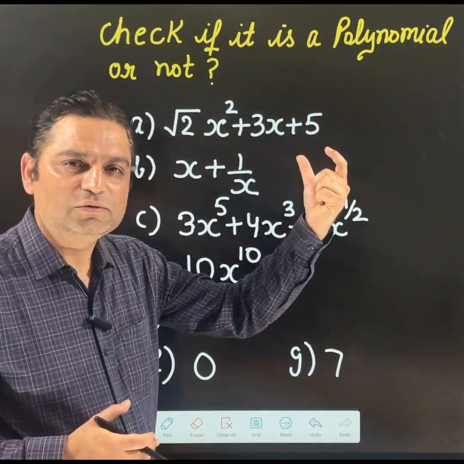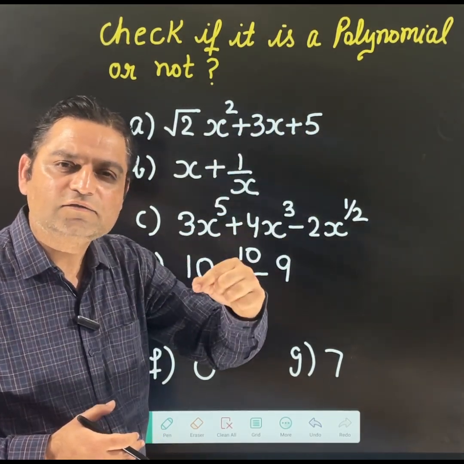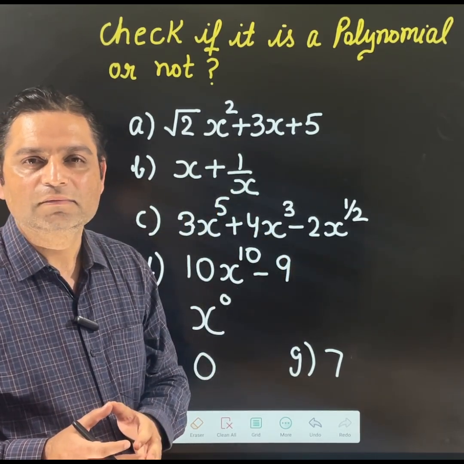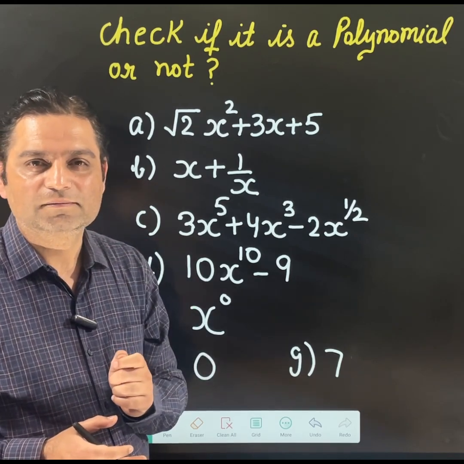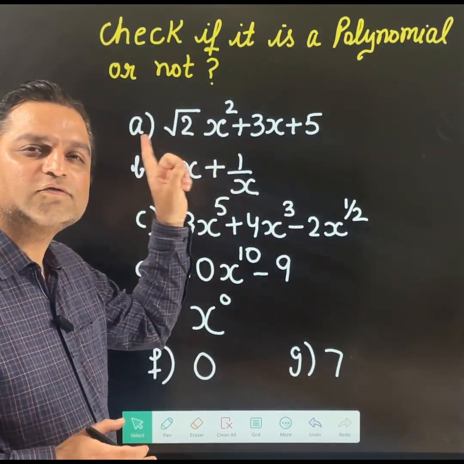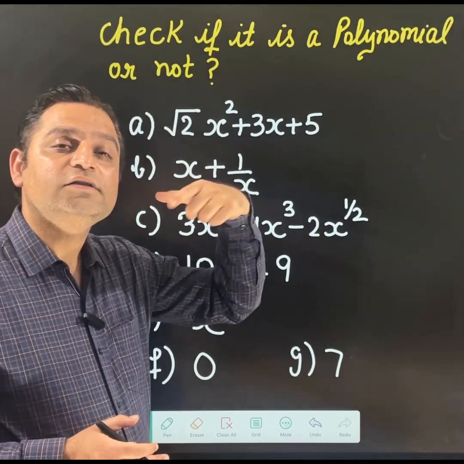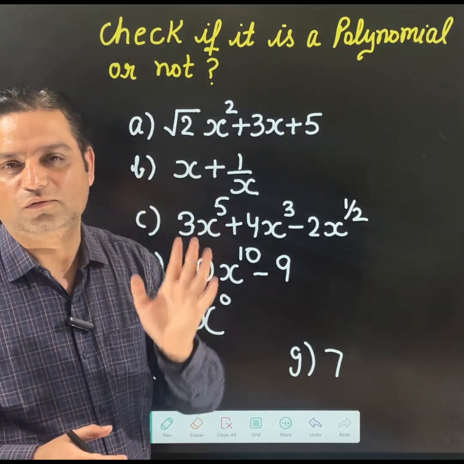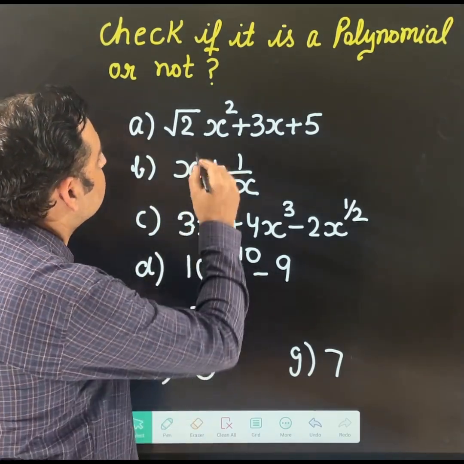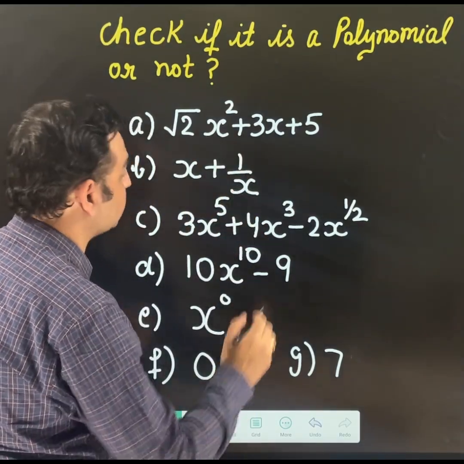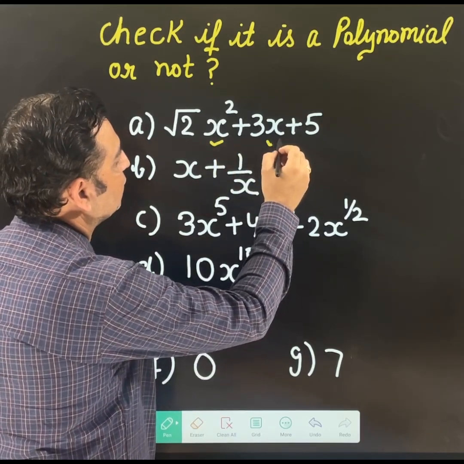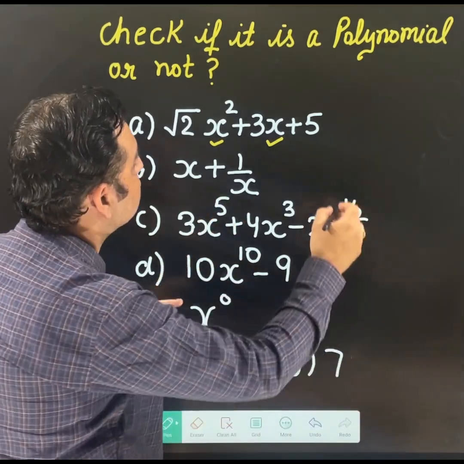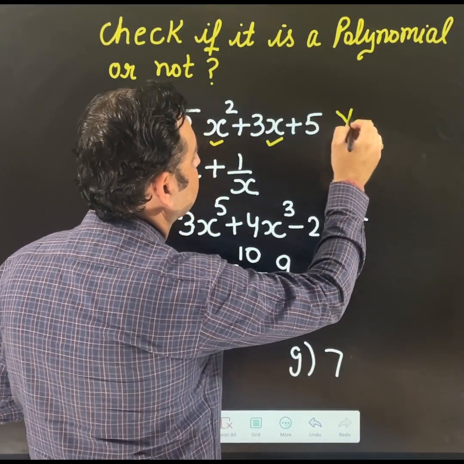As just now I told, exponent of x should be a whole number, then it will be a polynomial. But many students do a mistake here. Just looking at square root of 2, they start thinking that a surd is being used, so it is not a polynomial. That becomes wrong. Your focus should be on the term containing x. That means x square, x, without x, only constant, that's not a problem. So this is a polynomial, I would write yes.